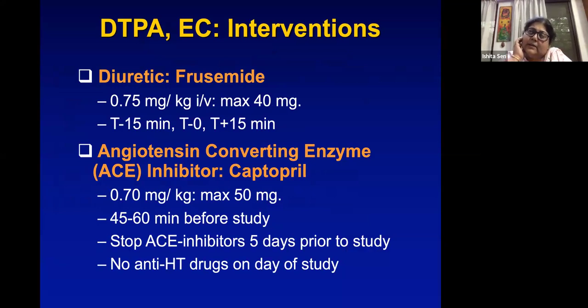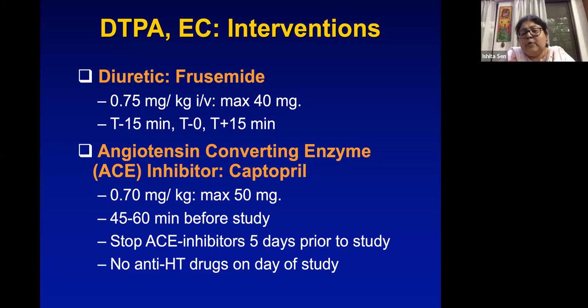Now, the reason for giving a slightly lesser dose of Lasix is that if you actually give the full dose of Lasix, which is like 1 milligram per kg body weight, then you end up dehydrating the patient. And there is a reflex vasoconstriction because of which there may be a lowering of the GFR. So 0.75 milligram per kg IV is usually what is given.